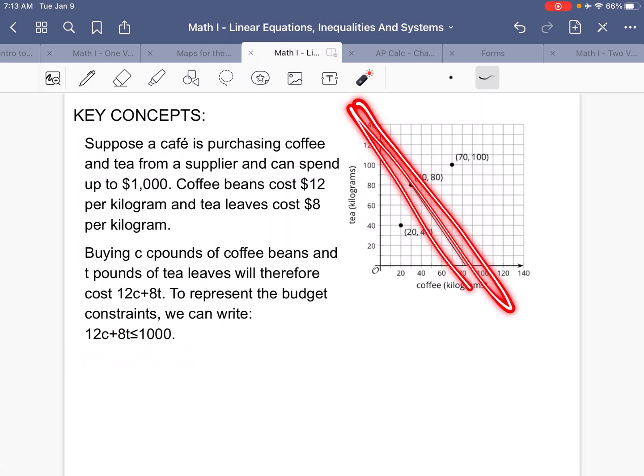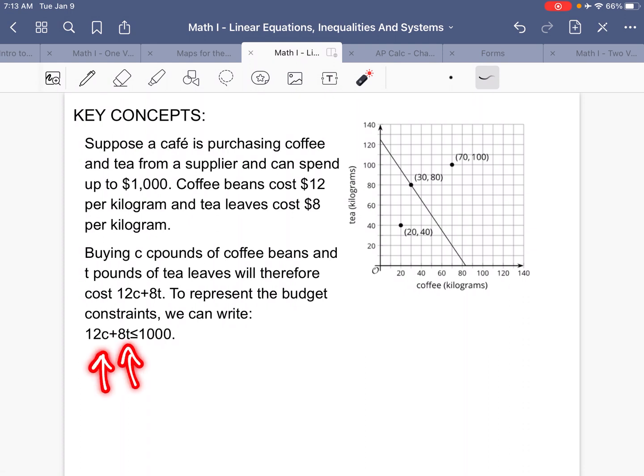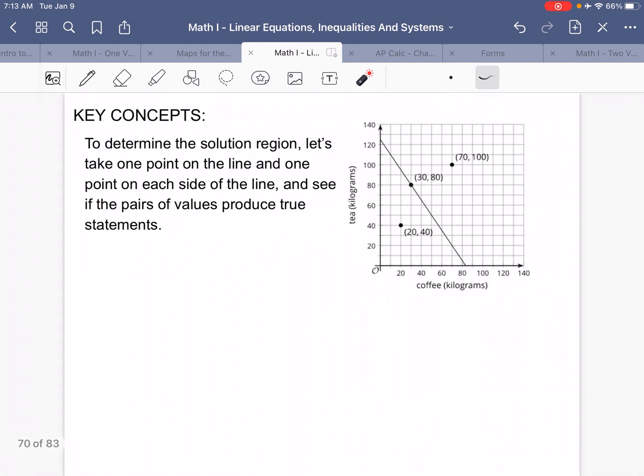If you graph that equation, the boundary line is going to be right here. And there's a couple different ways you could find that. The easiest way is just plug in 0 for each of these and then see where the y-intercept is. Or just use Desmos. Desmos is great. But to determine the solution region, let's take 1 point on the line and 1 point on each side of the line and see if the pairs of values produce true statements.